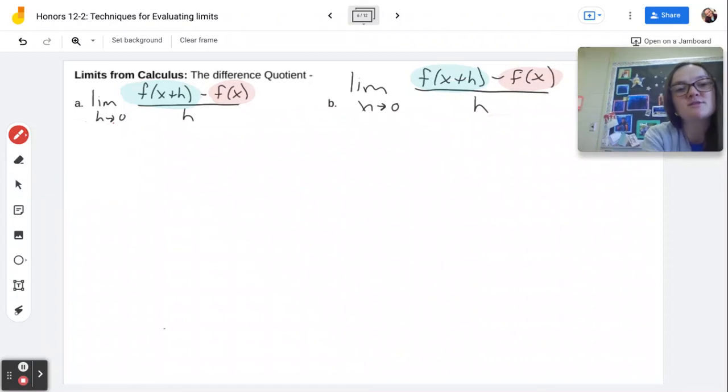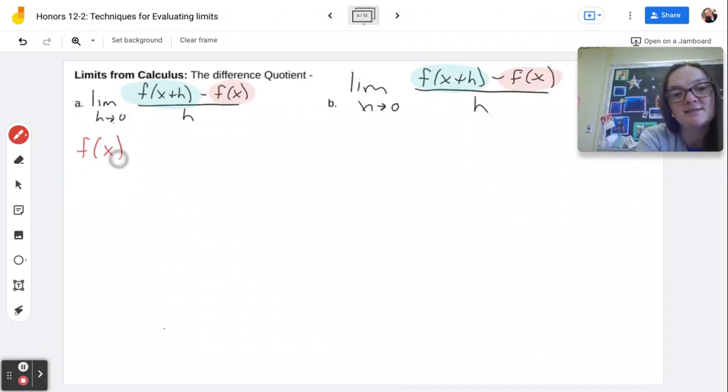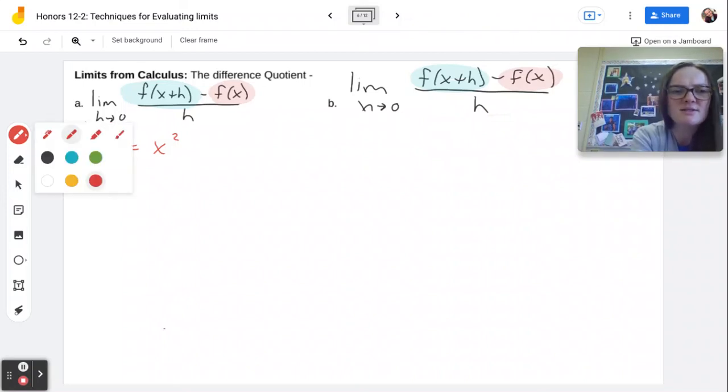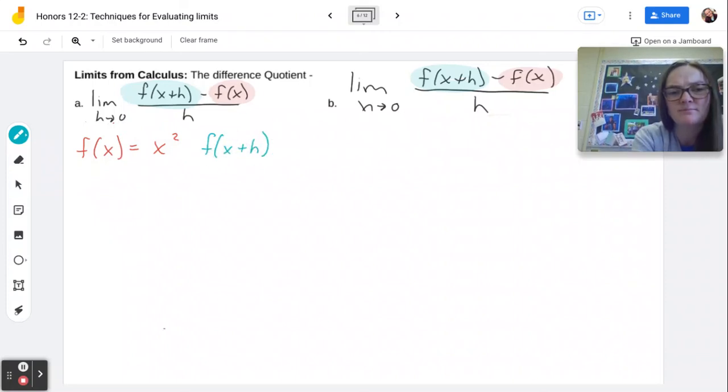So what we're going to do first is I'm going to tell you what f of x is. We're going to say that f of x is equal to x squared. So the very first thing that I want to do with this limit is I want to establish, okay, if f of x is x squared, what would f of x plus h be?